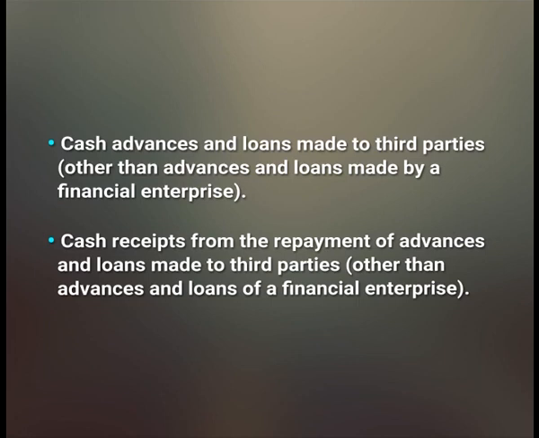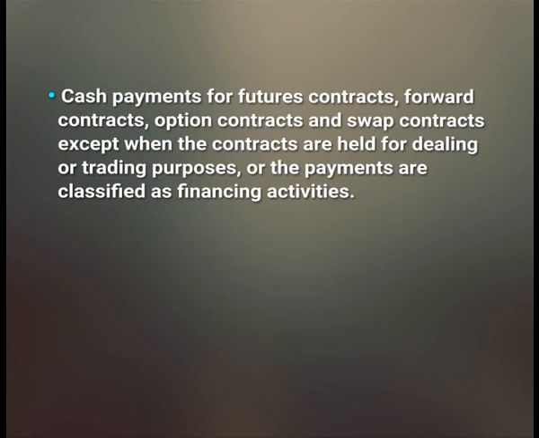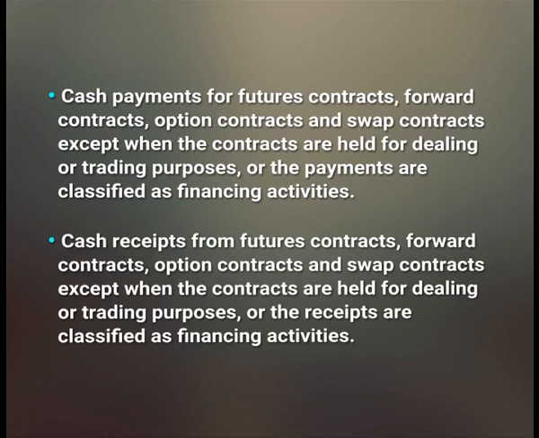Next is cash receipts from the repayment of advances and loans made to third parties other than advances and loans of a financial enterprise. Next is cash payments for future contracts, forward contracts, option contracts and swap contracts except when the contracts are held for dealing or trading purposes or the payments are classified as financing activities. And cash receipts from future contracts, forward contracts, option contracts and swap contracts except when the contracts are held for dealing or trading purposes or the receipts are classified as financing activities.